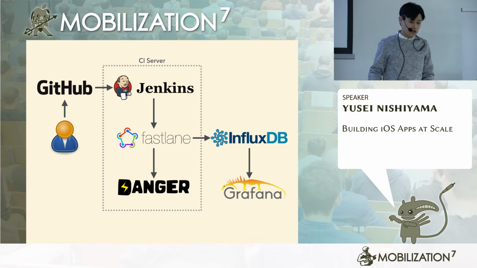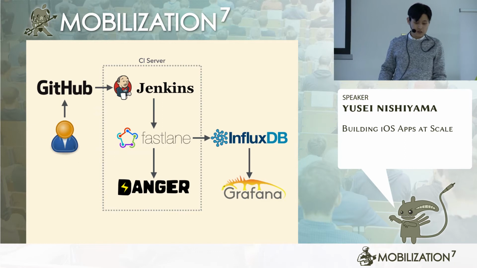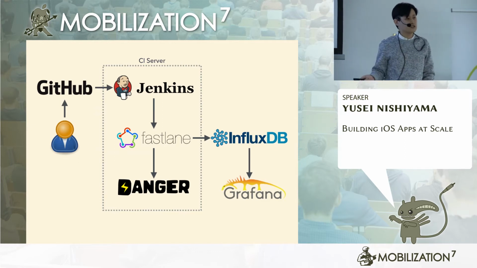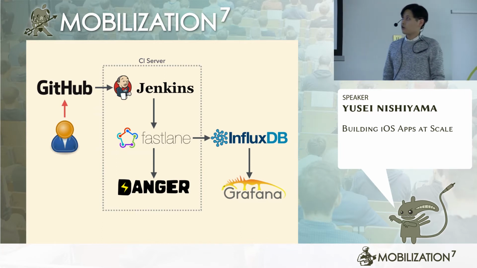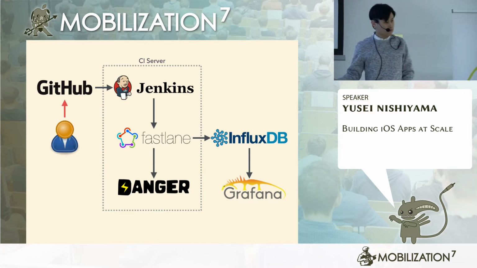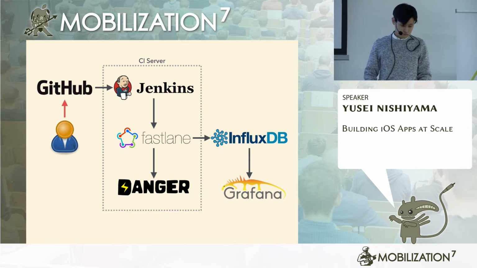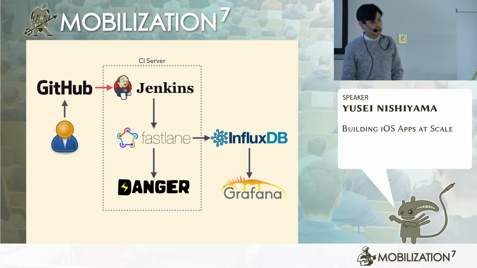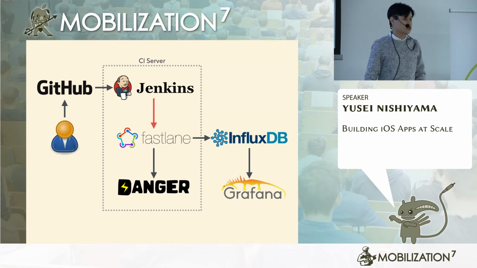When you say CI, it should consist of several subsystems. This is an overview of our CI system. The diagram starts from the point where a developer pushes his or her change to GitHub. GitHub triggers a Jenkins job through a webhook. Then Jenkins executes Fastlane scripts.